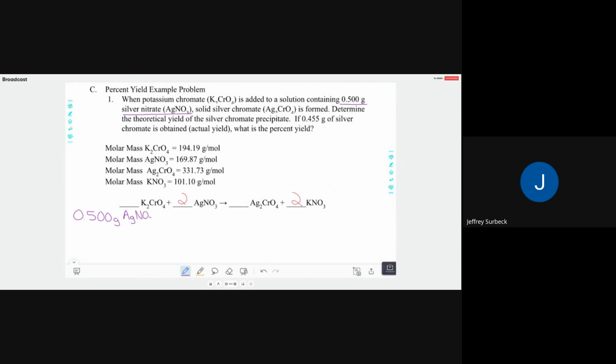And as always, I like to talk through our roadmap, okay? Roadmap says, okay, where do I need to go? Well, it says you need to get the theoretical yield for our silver chromate. So at the end of the day, we're going to go to that Ag2CrO4. All right, so we're going to go grams silver nitrate to grams silver chromate. So that gives you a roadmap, a picture in your head.